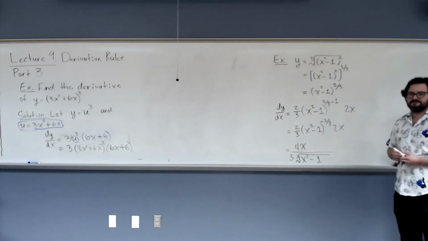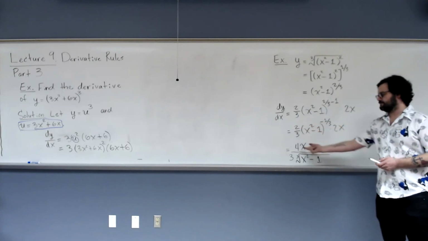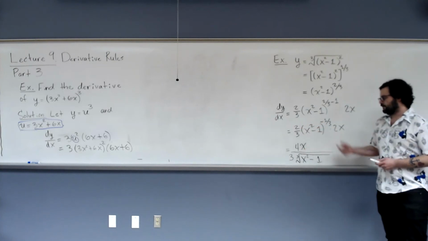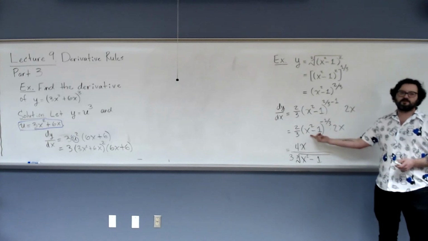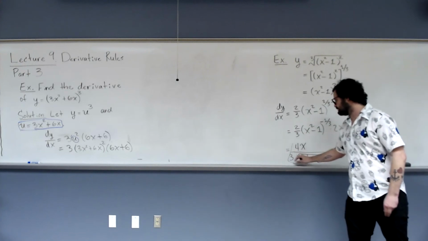Did I move too fast again? Where did that come from? 2x times 2/3 gives 4x, all over 3 times this to the power of 1/3, which is equivalent to the cube root. And this is the final answer.